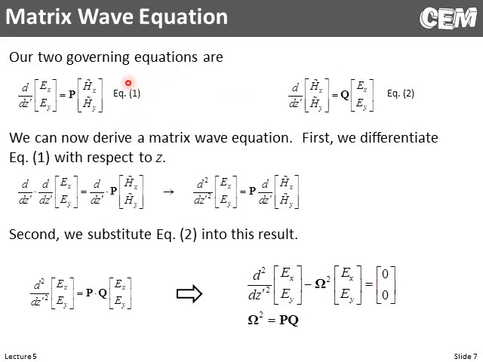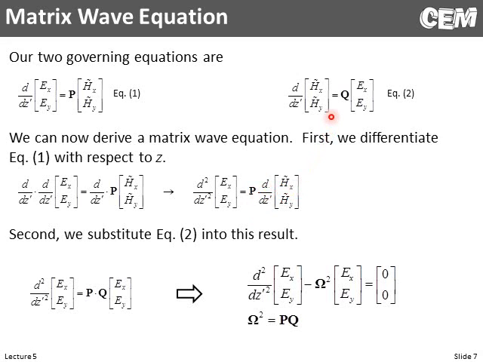So the first thing I'll do is take equation 1 and take the derivative with respect to z. I take the derivative on both sides, and what I end up with is the second order derivative of the electric fields equals P times the first derivative of the H fields. This P is a constant, so it came to the outside of the derivative operator. So now we have the derivative of the H fields.